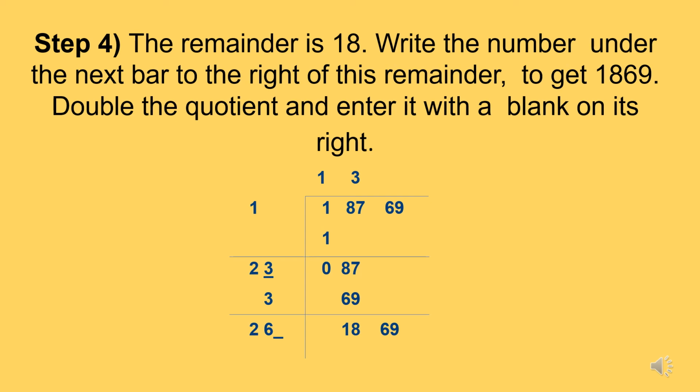How are we going to decide the divisor? Again, just like in the second step, we just double the quotient and put the blank to the rightmost side. 13 is the quotient. So what are we going to write as the divisor? 26, then a dash. The blank will be at the rightmost side. So that's what we have written, 26 and the dash. And the number we need to divide is 1869.